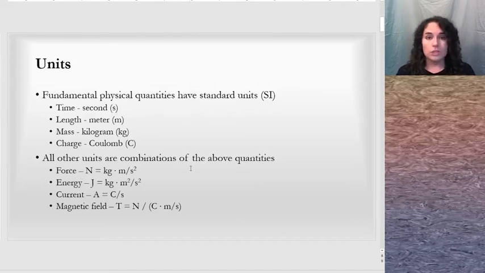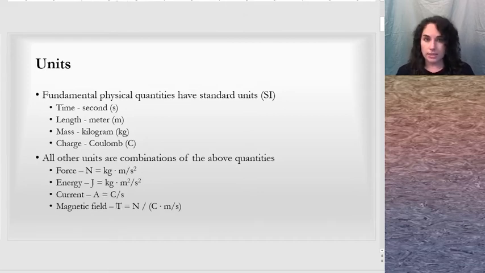All other units, interestingly enough, are combinations of the above quantities. For instance, and this is just a few examples I chose, force is measured in newtons. The standard is newtons, which is a kilogram times meters per second squared. So you can see that these three fundamental units are combined in order to create the force unit. Energy is very similar. The joule is a kilogram meter squared per second squared. Current, amps, is coulombs per second. And you can see all of those are combinations of those four fundamental ones.